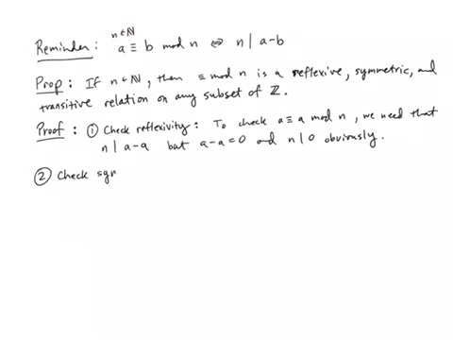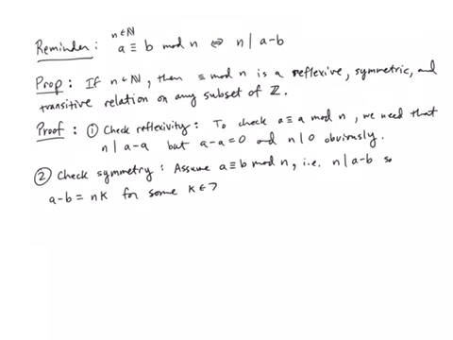So check the symmetry. We assume that A is equivalent to B mod n, and what we want to show is that B is equivalent to A mod n. Right? So A is equivalent to B mod n, that is, n divides A minus B. So A minus B is equal to n times k for some integer k.